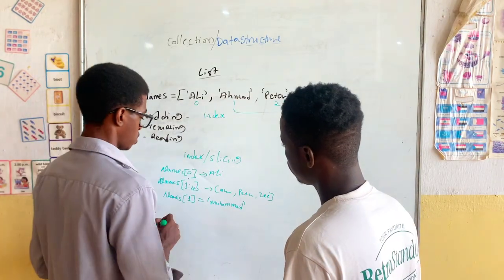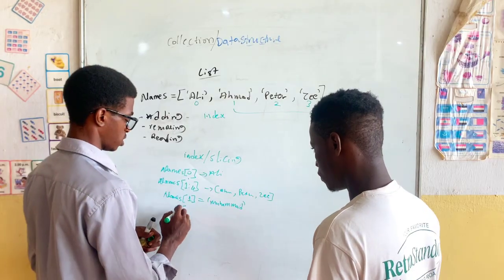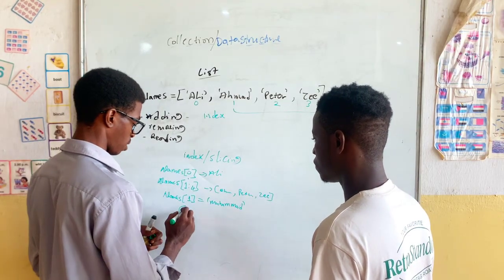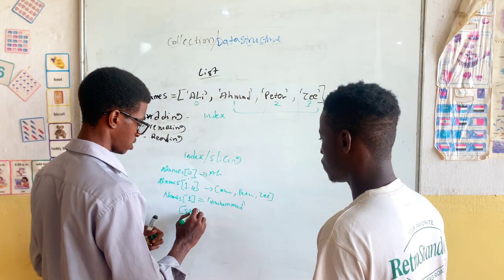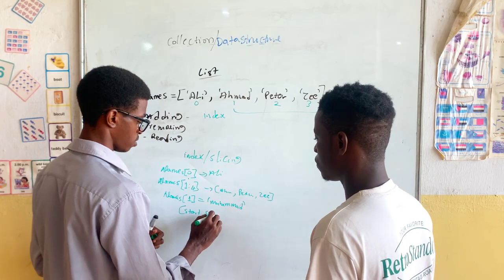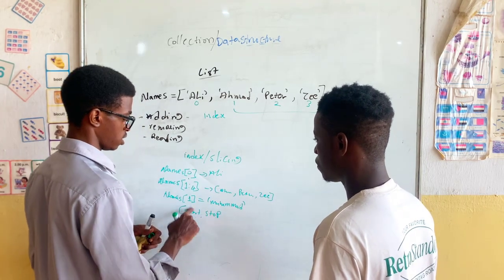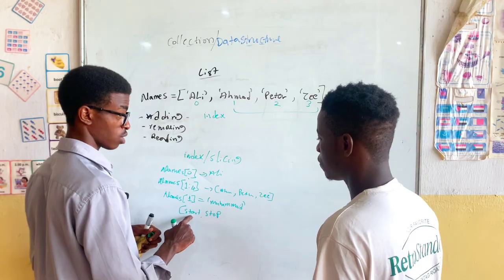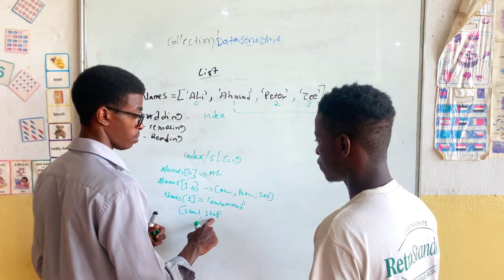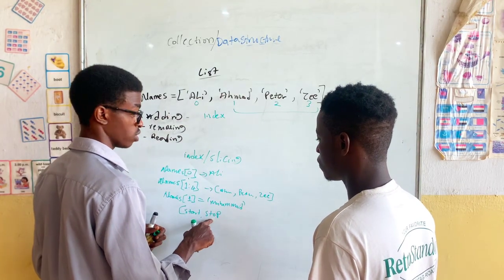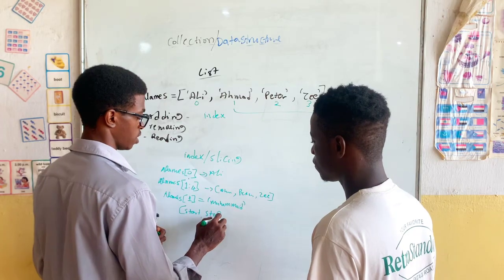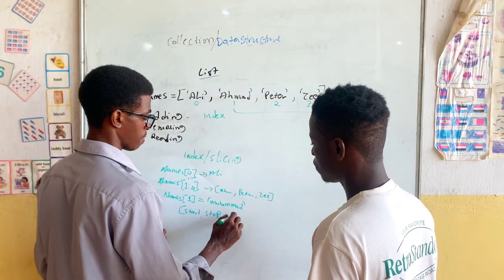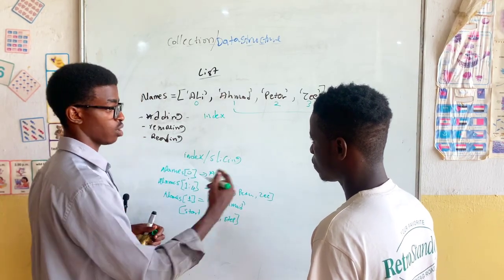Yes. And this is the formula of slicing. We have start and then stop. Start, this is the first one, which is the start of the index. Then we have the stop, which is the index where we want it to be stopped. And then we have a step. Maybe we want it to be jumping.